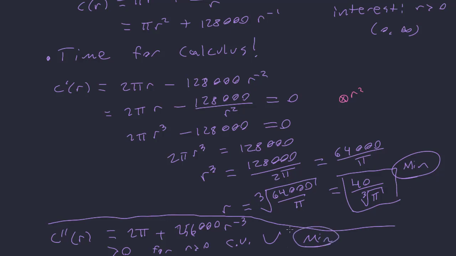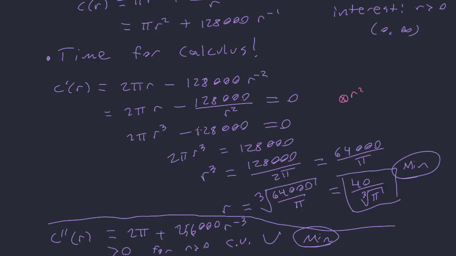Now, typically, I'm showing this, but typically we don't really have to, because what ends up happening is that if you find a single critical point, that is usually the one you're looking for, and it's going to be what you're asked to find, in general.